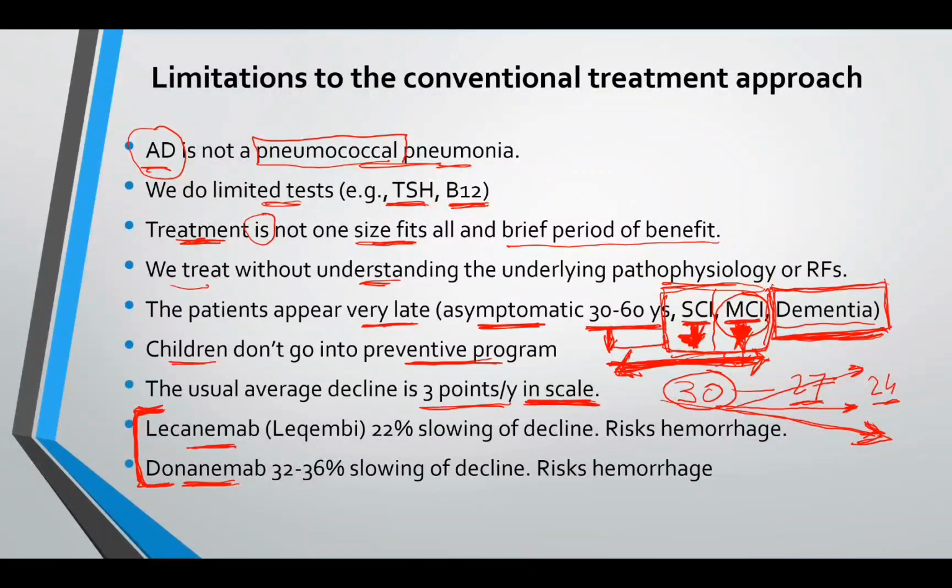However, these treatments reduced only the rate of deterioration. The first one reduced it by 22%, and the recent one, donanemab, reduced the rate of deterioration by 32 to 36%. But it did not improve the patient. It only reduces the rate of deterioration and did not improve the patient in the long term. Also, it risks hemorrhage in the brain because it attaches to the protein and detaches it from its place. That's why there is a risk of hemorrhage. And some patients deteriorate after using this treatment.